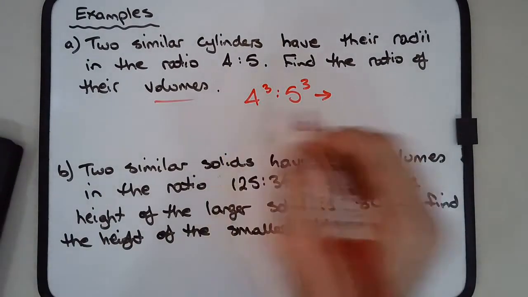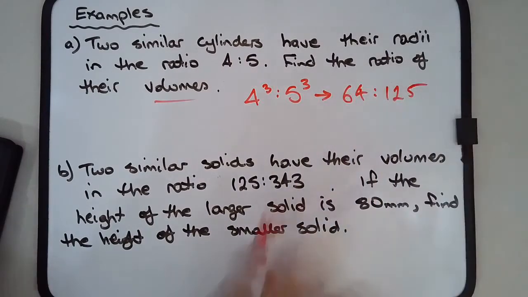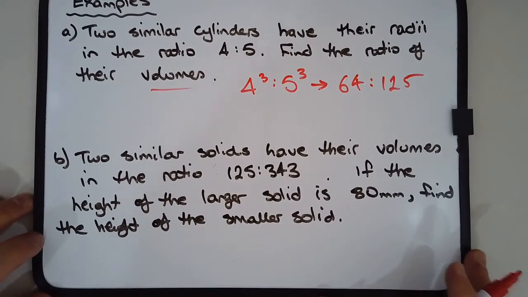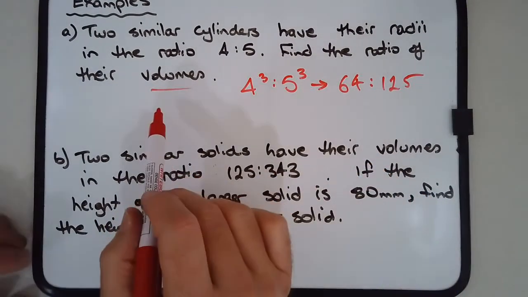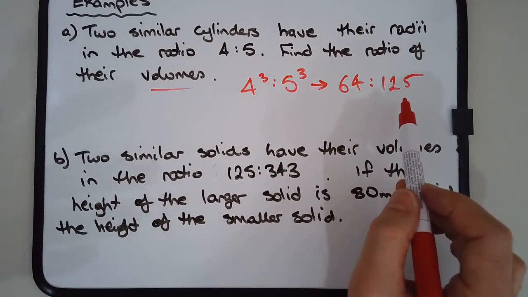So 4 cubed is 64 and 5 cubed is 125. So 64 to 125. So 64 units of volume of the smaller cylinder would correspond to 125 units of volume in the larger cylinder.